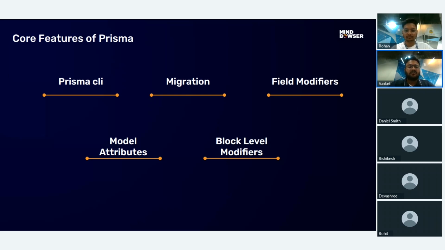Next, we have block level modifiers. So while field level modifier attributes define individual properties, Prisma offers block level modifiers for broader data constraints. These modifiers are prefixed with double @@. So they apply to a group of fields and influence how your data is stored and accessed. They are particularly used for unique constraints and composite IDs. So these were some of the core features, which will also be covered in the step-by-step demo by Rohan.